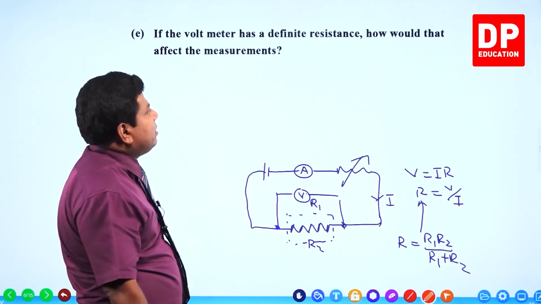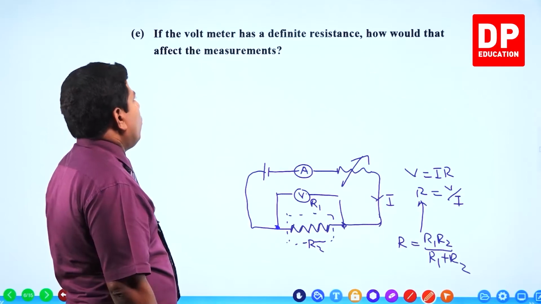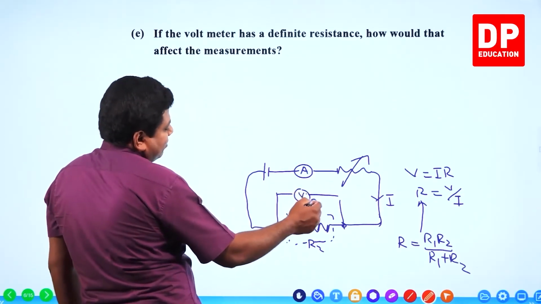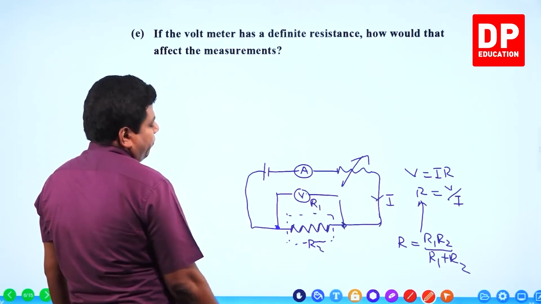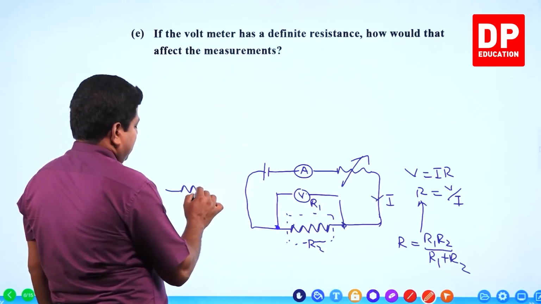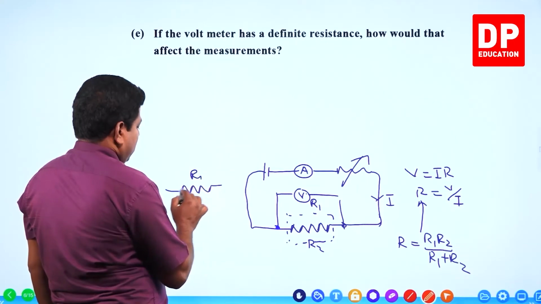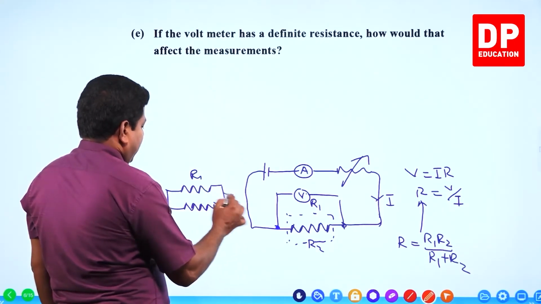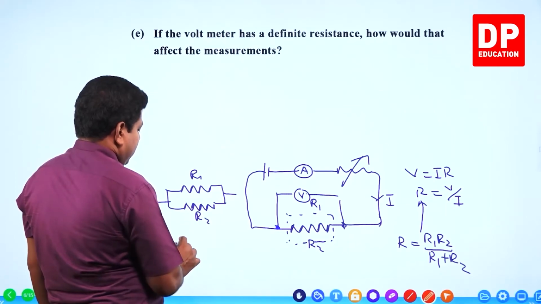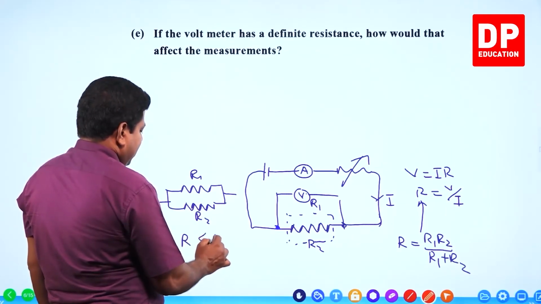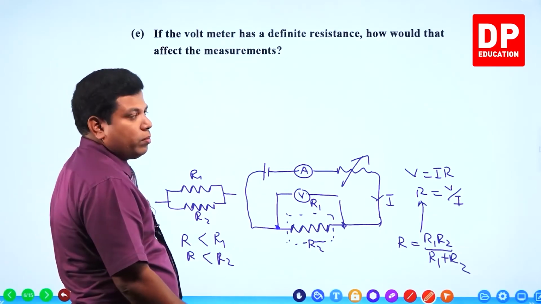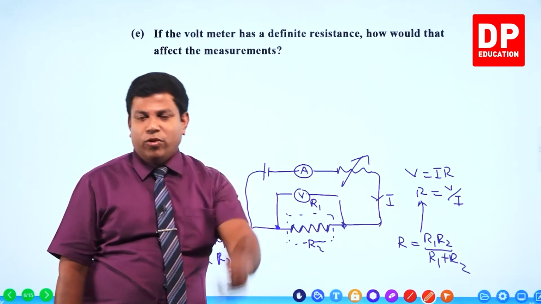If the voltmeter has a definite resistance, how would that affect the measurements? So when it comes in parallel, if I connect R1 and R2 parallelly, the resultant R will be less than both of them. Do you know that? If you connect 10 ohm and 10 ohm parallelly, the resultant is 5 ohm.